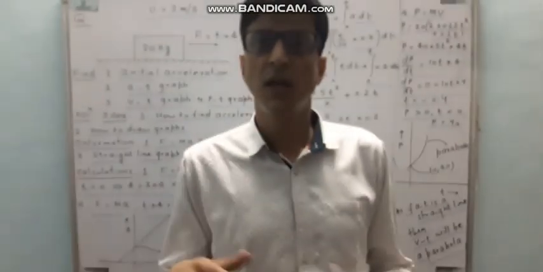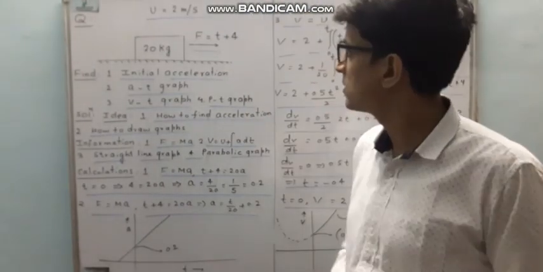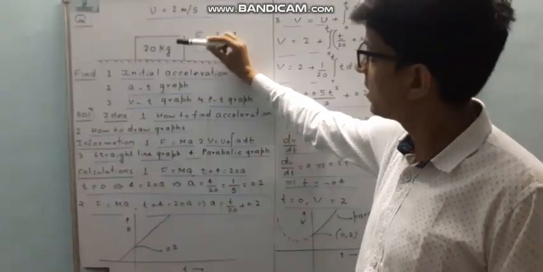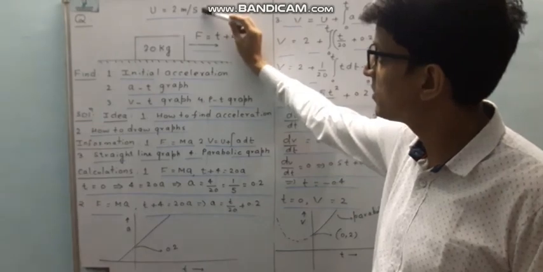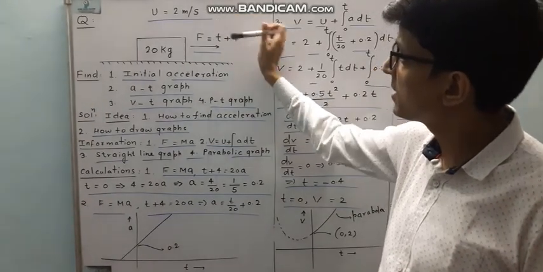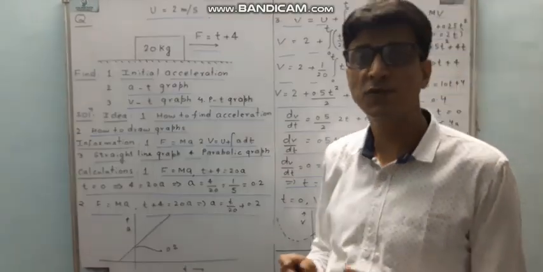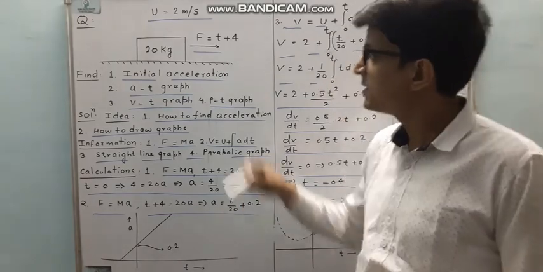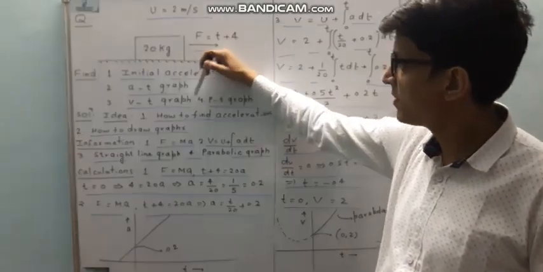Today we will discuss a question on force. The question says that there is a block of mass 20 kg placed on a surface, and it is given an initial velocity of 2 meter per second and a force F on it which is t plus 4. The force is time dependent and we need to find the initial acceleration, the at graph, vt graph and pt graph.